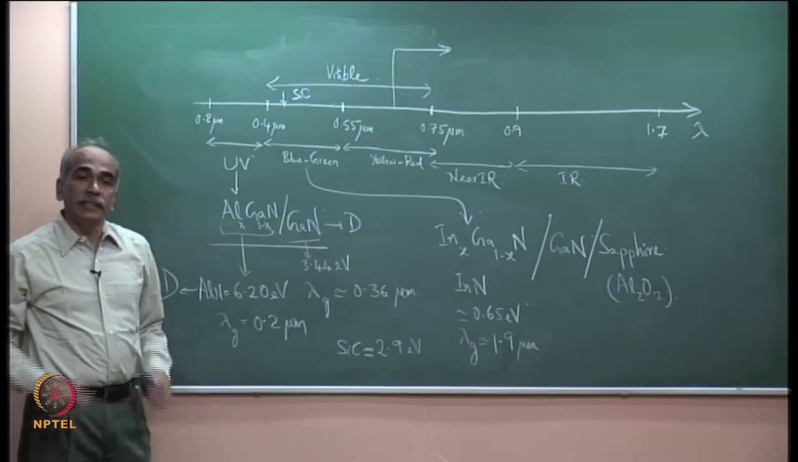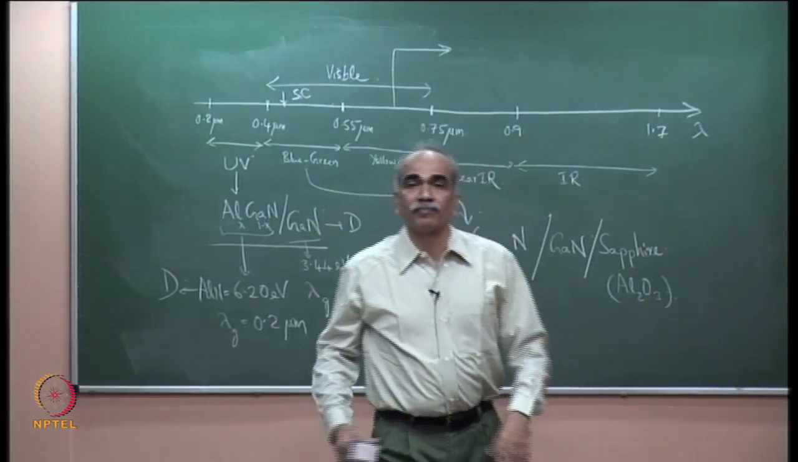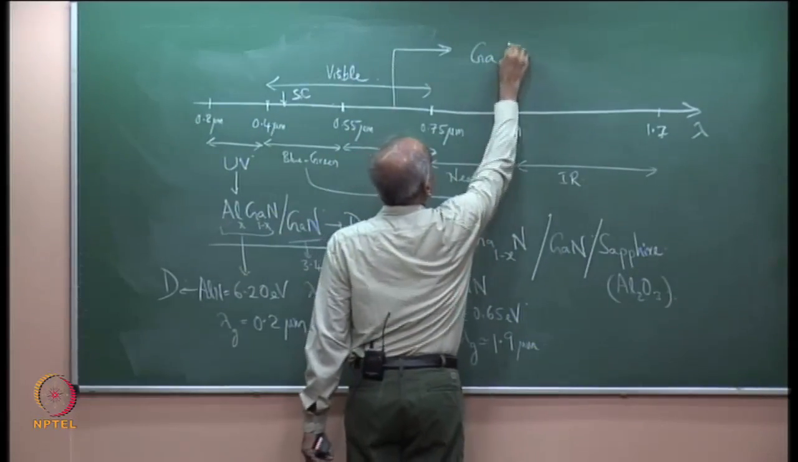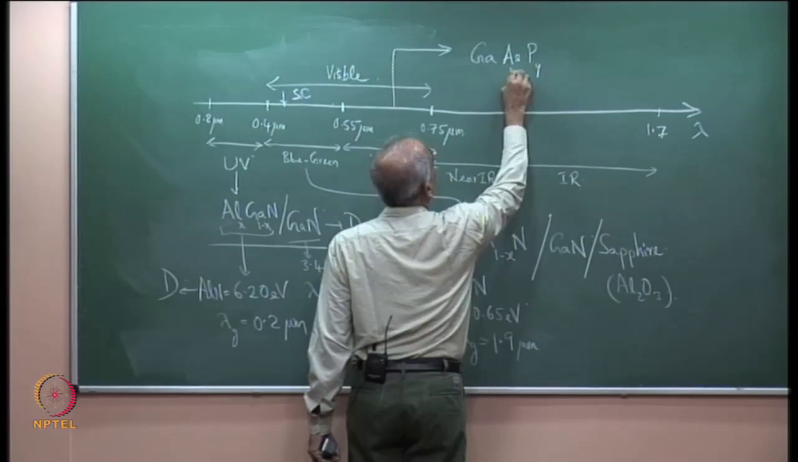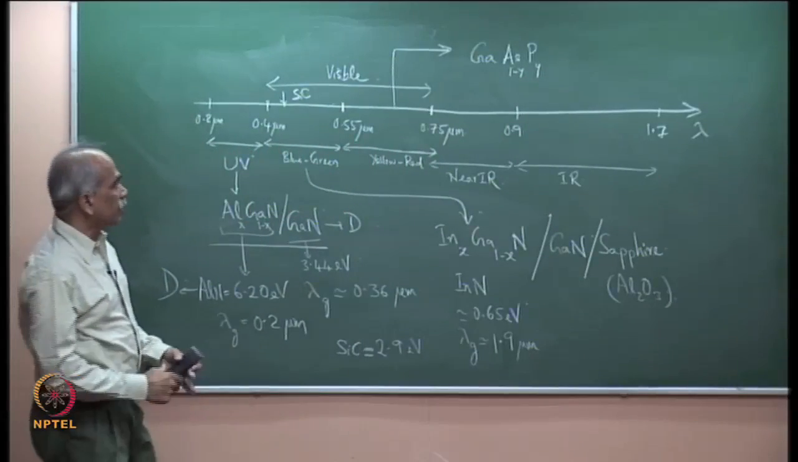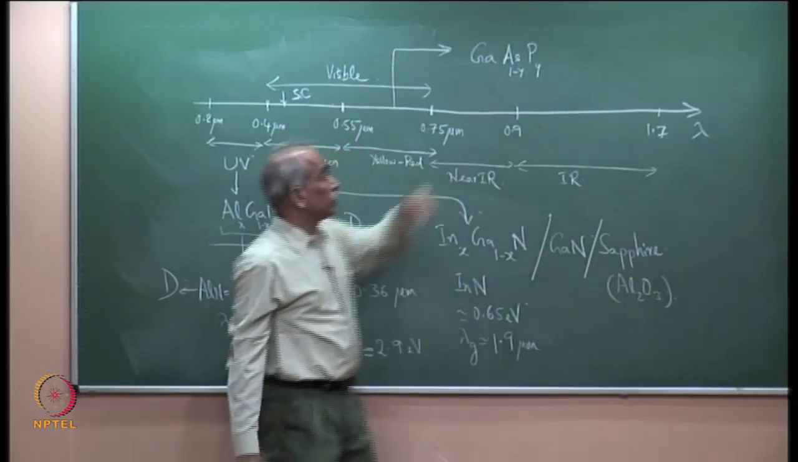The display LEDs, what is the material used for display LEDs? Gallium arsenide phosphide. So, GaAs Y, P 1 minus Y. In this range, it is gallium arsenide phosphide which is used.